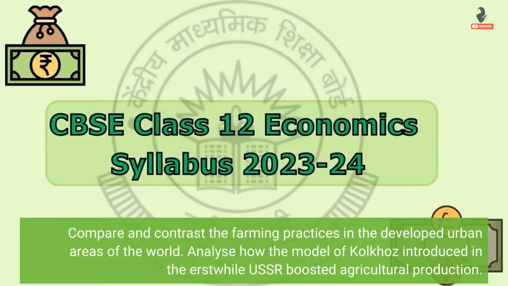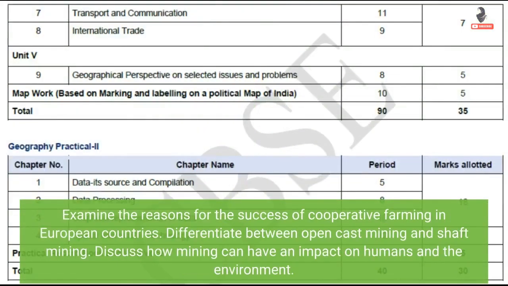Compare and contrast the farming practices in the developed urban areas of the world. Analyze how the model of cohorts introduced in the erstwhile USSR boosted agricultural production. Examine the reasons for the success of cooperative farming in European countries. Differentiate between open-cast mining and shaft mining. Discuss how mining can have an impact on humans and the environment.